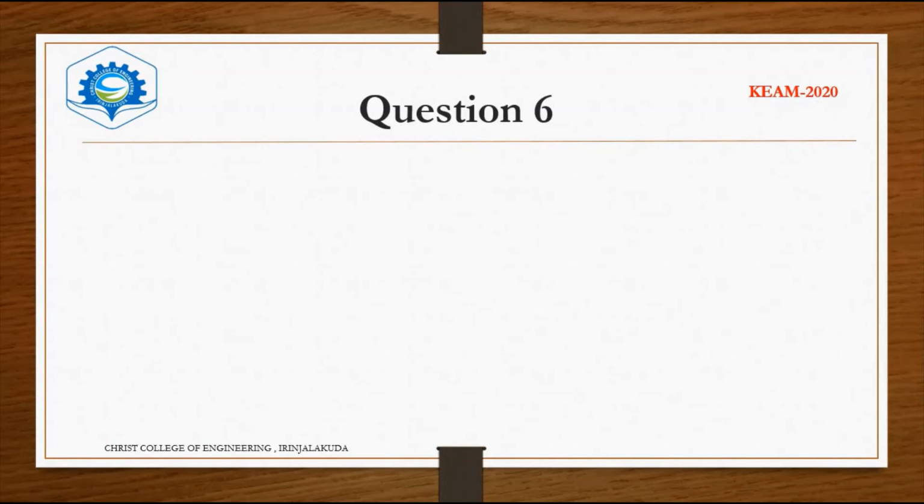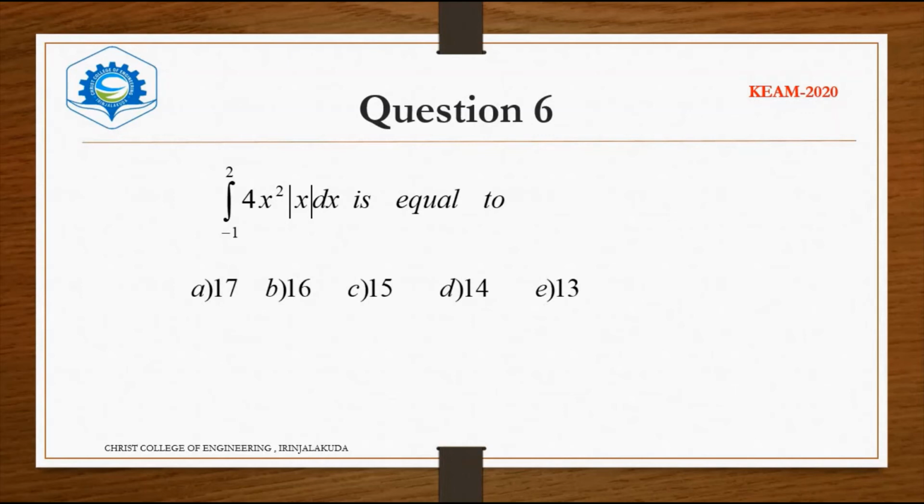Now let us move on to the next question. Evaluate this integral from minus 1 to 2 of 4x square mod x dx, which is equal to 17, 16, 15, 14, 13. These are your answer options. Now let us check which among these is your exact answer.